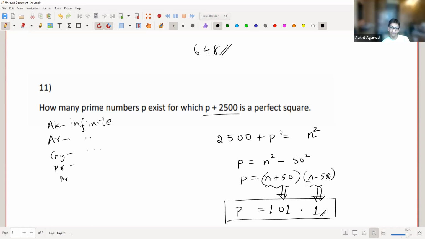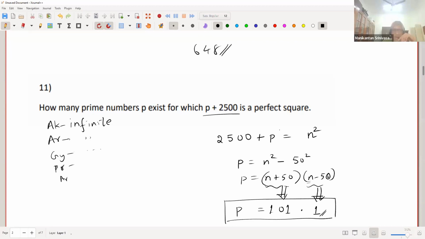Okay. Yeah, go ahead, Akrit. So if it's any other value, then it'll just be some number times some number, and p is a prime number. So that means it'll have factors. So that's why it can only be 1 into something. Because if it's 1 into something, then because it's a prime number, its factors are 1 and itself. So n minus 50 equals 1. So n is 51. So I got till there. I got what you said.